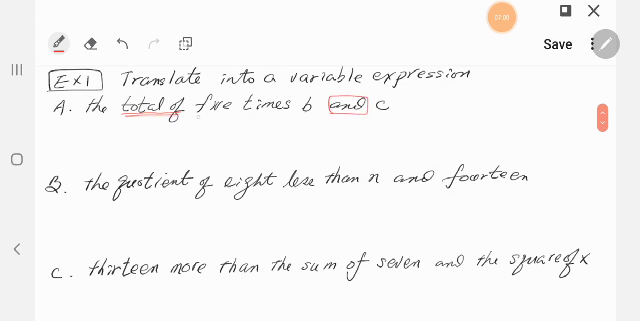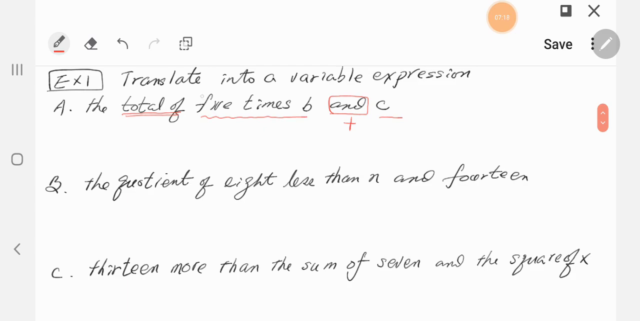The first expression is combined together with the second expression. So the total of A and B, right? Total of A and B. The total of the first part and the second part. So this "and" will be replaced by "total", which means plus.